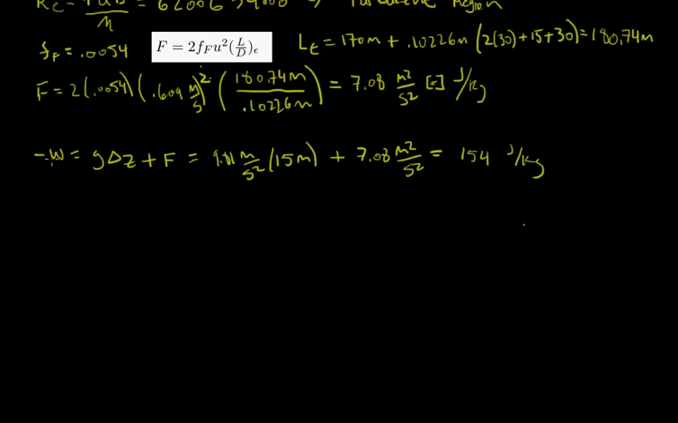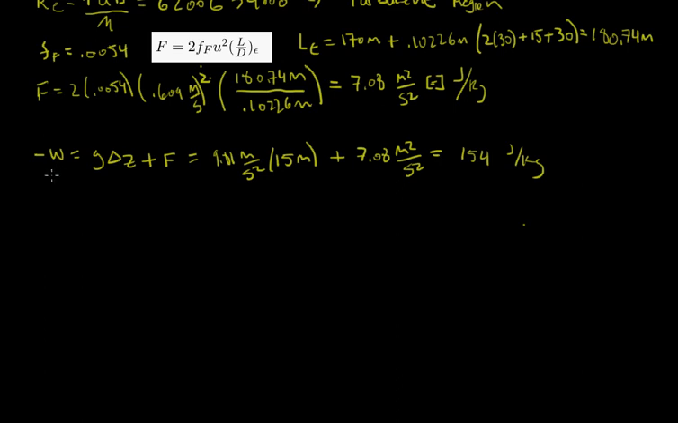Alright, so the negative work is work that you have to put into the system. Positive work would be work that you can take out of the system. So you get negative work if it's a pump, positive work if it's a turbine.